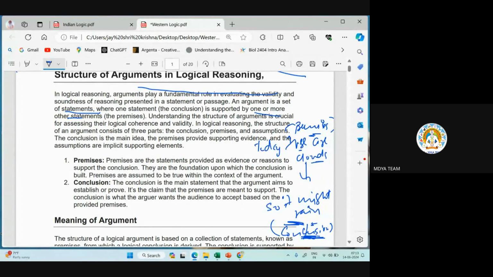So what I'm trying to say is that conclusion will be only one, and premises can be as many as you can give, as many logics you can give to support this conclusion. So premise and conclusion, I hope you understand.